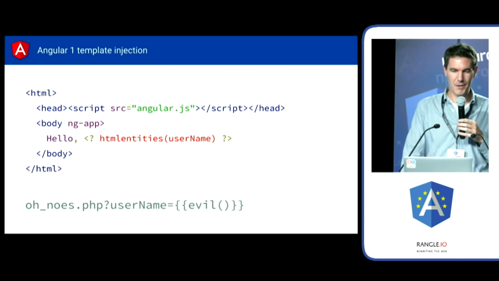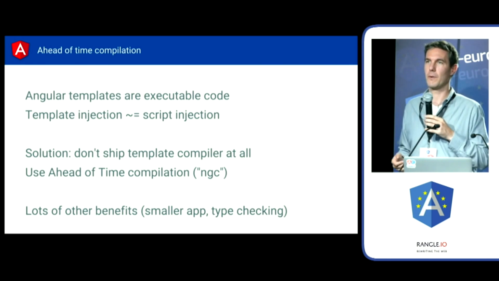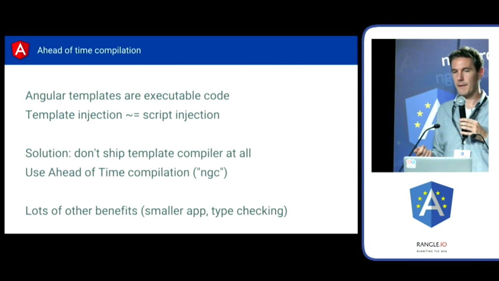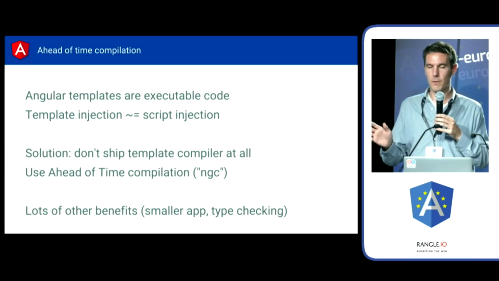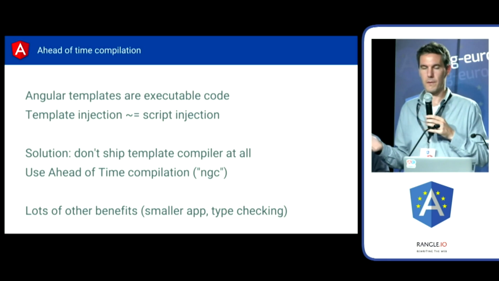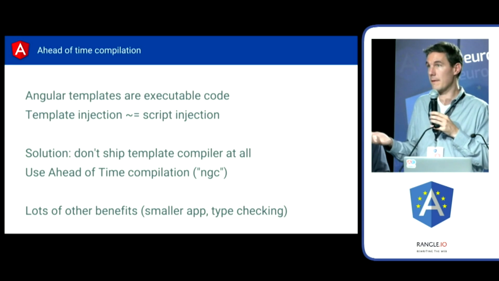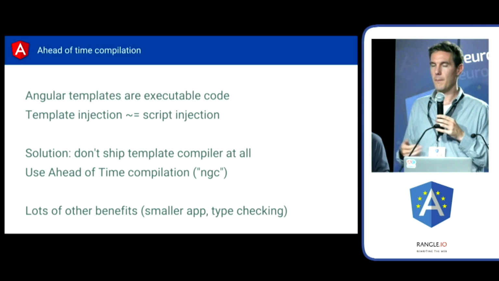So what we're doing in Angular 2 is we're doing ahead of time compilation, and I'm sure many other speakers here will talk to you about ahead of time compilation more and more. Angular templates are essentially executable code, both for Angular 1 and for Angular 2, so there's no difference there. If an attacker manages to get your website to contain an Angular template, then that's the same as script injection or the same as SQL injection. All of these attacks essentially are the same.